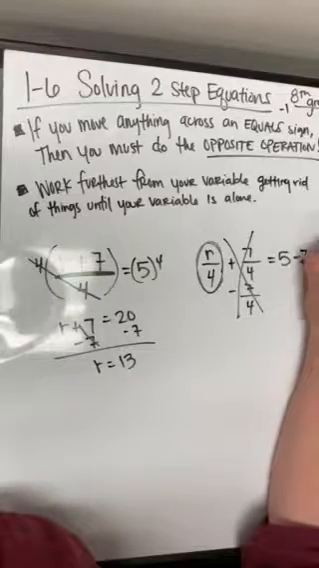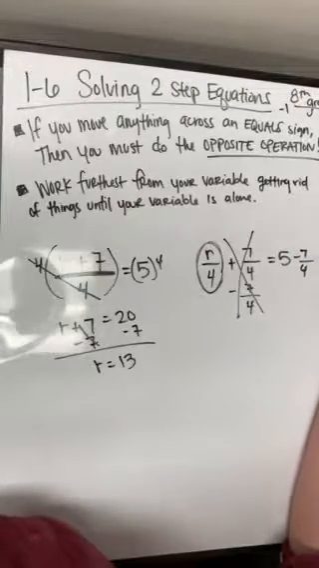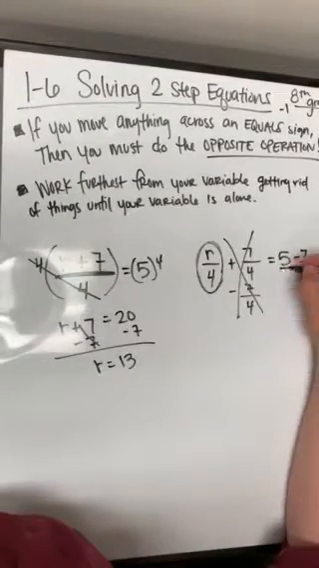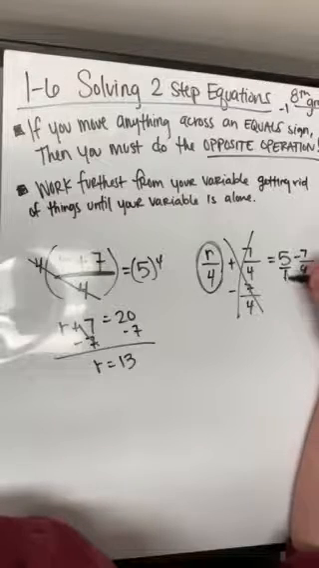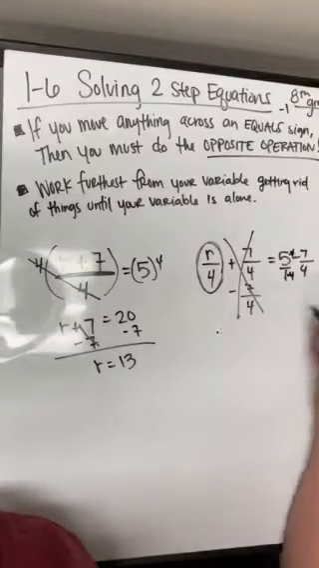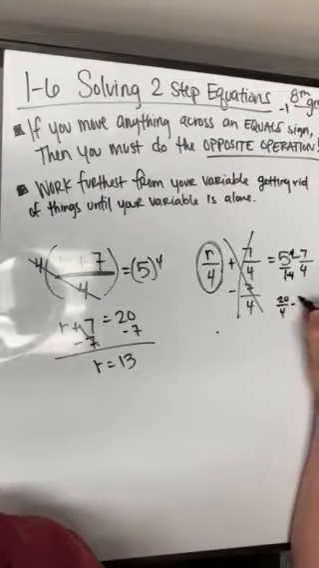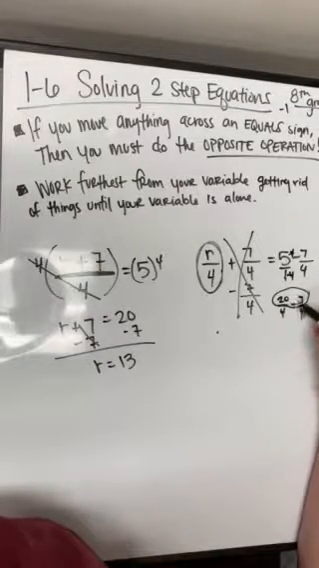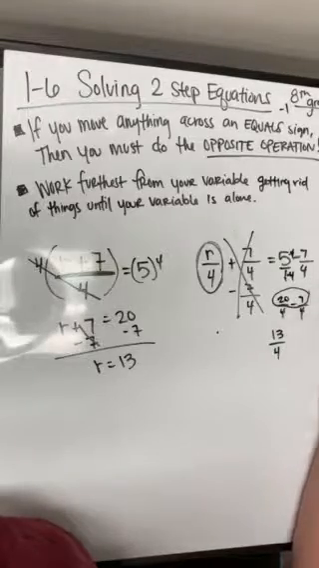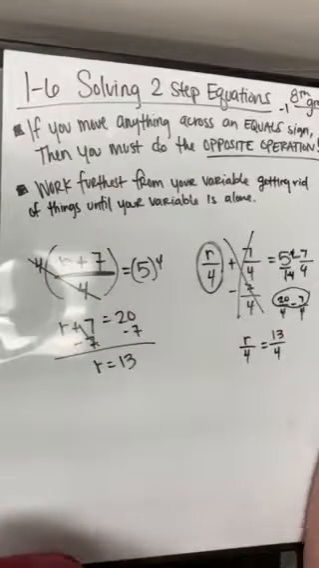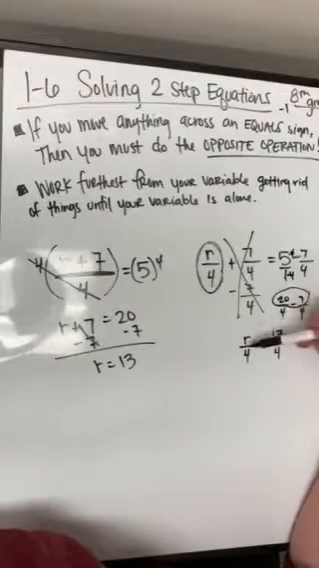So 5 minus 7/4. It doesn't have a common denominator, so I need to get one. This is really 5 over 1. I can get 1 to 4 pretty easily by timesing it by 4, so I'll do that to both the top and the bottom. So I get 20/4 minus 7/4, and my top is 20 minus 7, which leaves me with 13/4. That's what I have on this side. I still have r over 4 on this side. You guys see that?